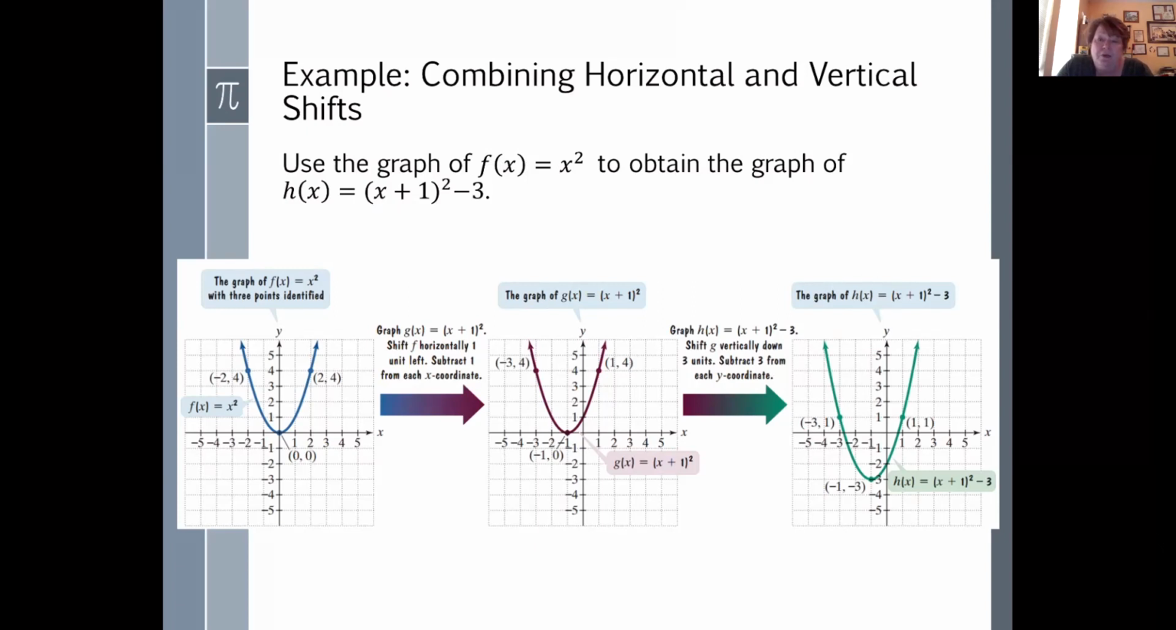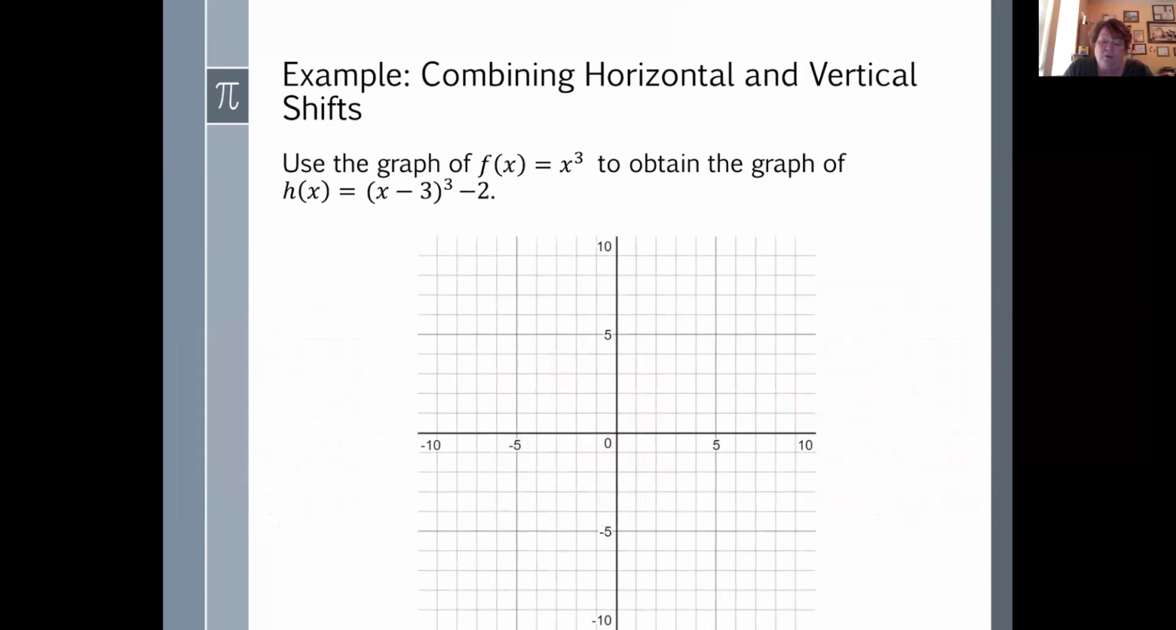Then subtracting 3 takes the entire graph and shifts it down 3 units. So we take the graph that's in the middle and we just move the whole thing down 3 units. And now, instead of going through 0, 0, it goes through negative 1, negative 3, because you've moved it to the left 1 and you moved it down 3. So instead of going through 0, 0, which is what the original function did, now it goes through negative 1, negative 3. Every point gets shifted to the left 1 unit and down 3 units.